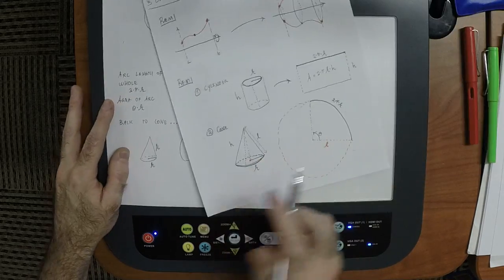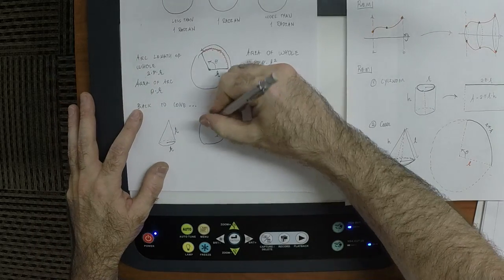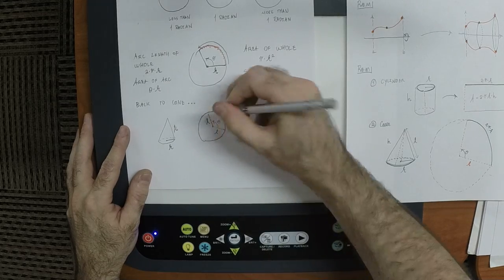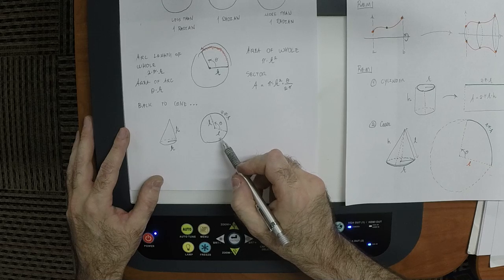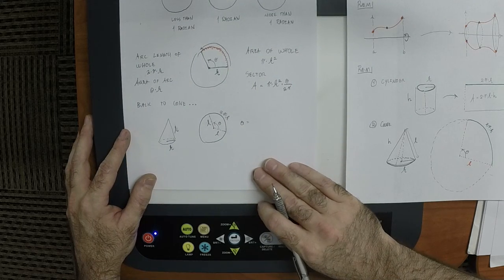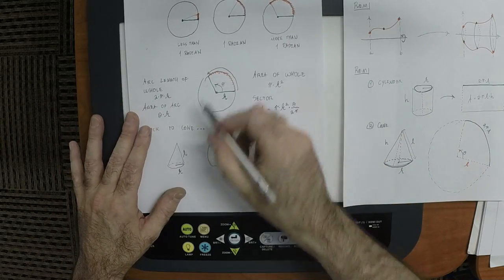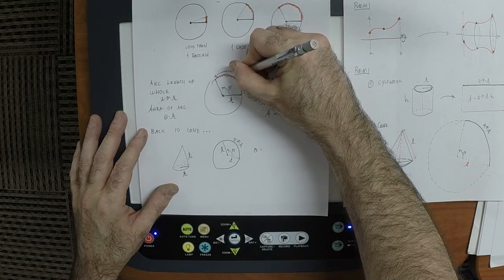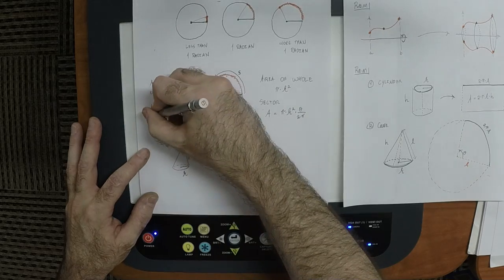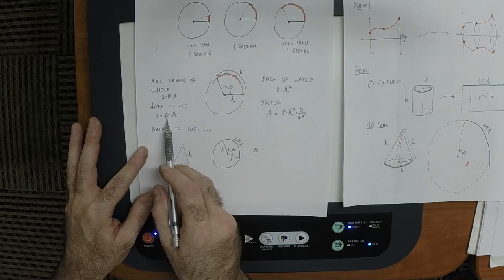Okay, now what is the arc length? 2 pi r. So this is 2 pi r. And then now what's theta? What's that angle? The angle will be in radians. So the whole point of this is this relationship here. If we name that measure right there S, then what's S? The arc length is the radius times the angular measure in radians.